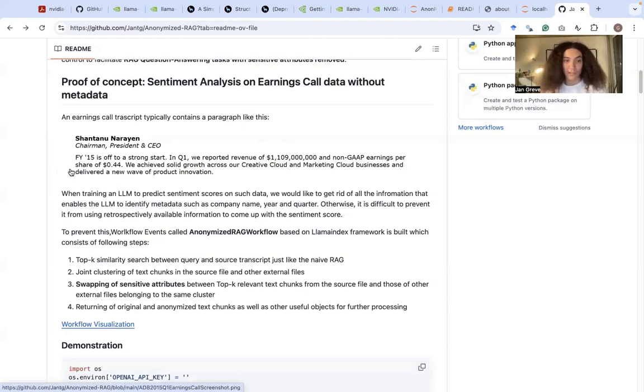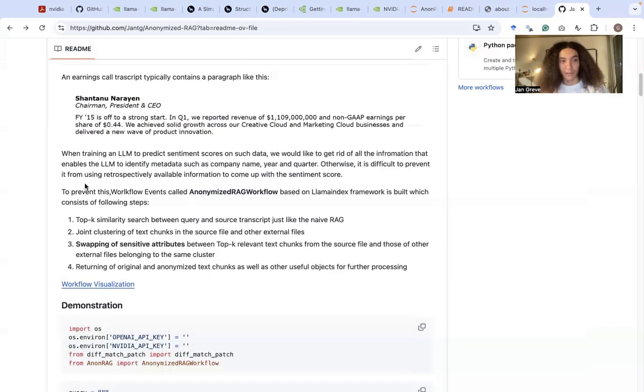And we would like to carry out anonymization on text chunks like this so that sentiment analysis can be carried out purely on the basis of what's contained here and not on the basis of what company this is about.